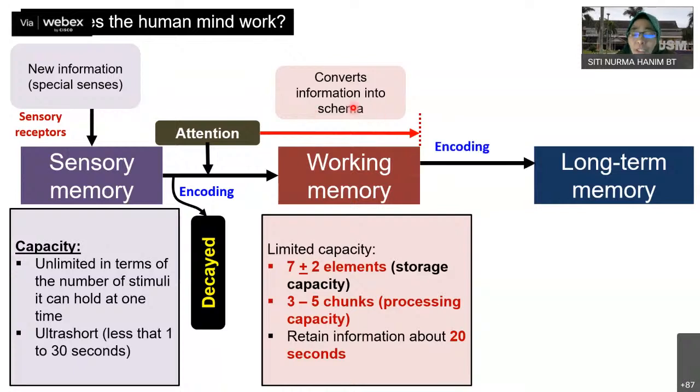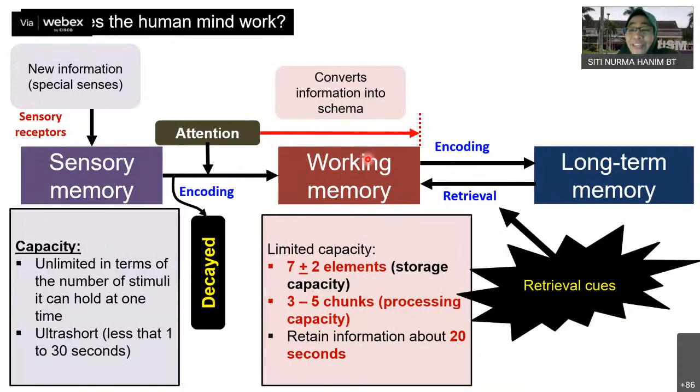Once it's converted into schema, this schema will be transferred into the long-term memory. This is just like our computers: when we save to the hard disk, it's considered permanent. When we save it into long-term memory, it is now what we can call knowledge. Once it is saved, the student attains knowledge. It's permanent and it can be retrieved back into the working memory.